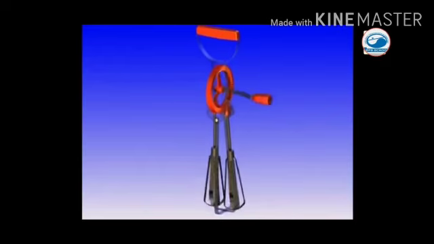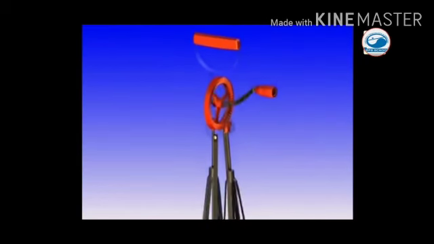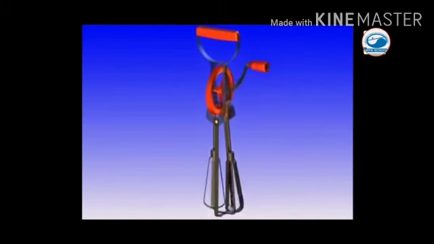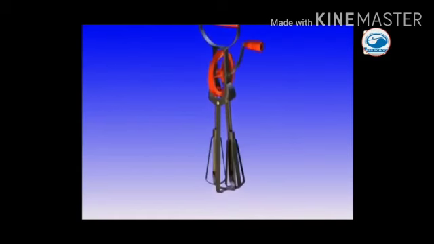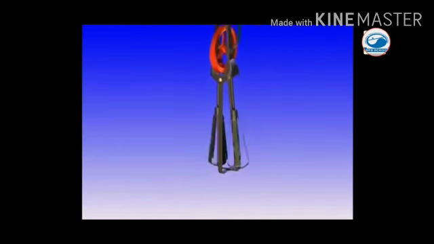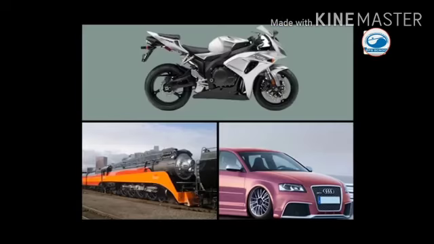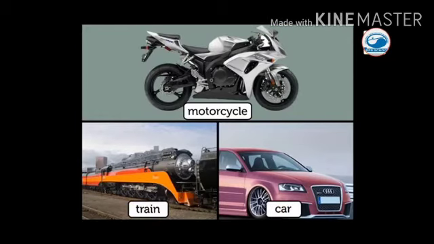When you turn the handle of an egg whisk, slowly it moves the wheel at a greater speed. The axle transmits this turning motion to the blades which rotate fast to do their job. Motorcycles, cars, trains are some machines that move on wheels.